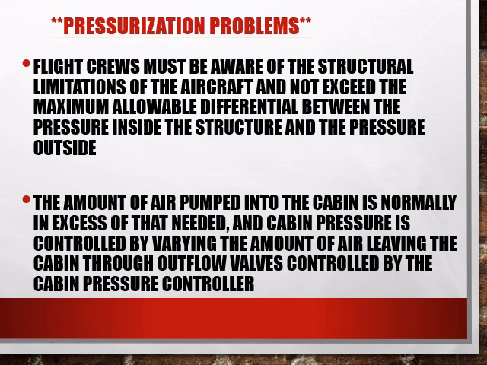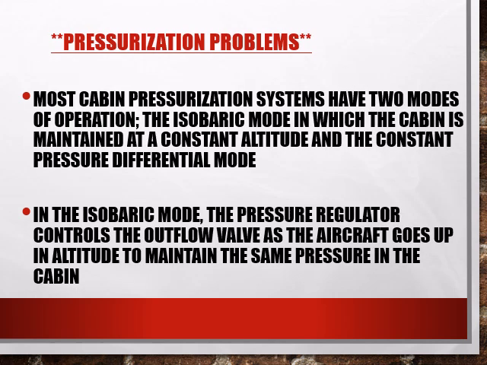A pressurized aircraft maintains a cabin pressure significantly higher than ambient pressure at altitude. This creates a differential, which must be managed carefully to avoid exceeding the aircraft's structural limits. To control cabin pressure, outflow valves adjust the amount of air exiting the cabin. Isobaric mode maintains a constant cabin altitude, while differential mode maintains a set pressure difference between inside and outside.